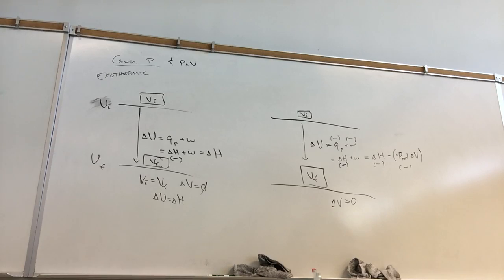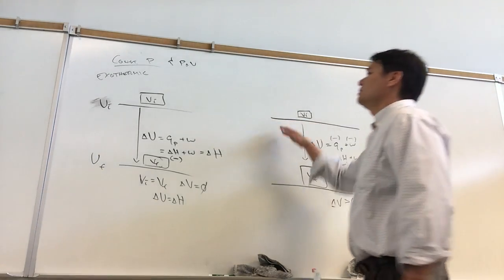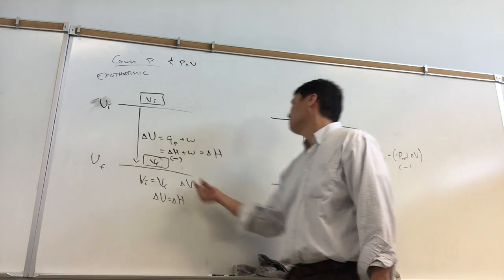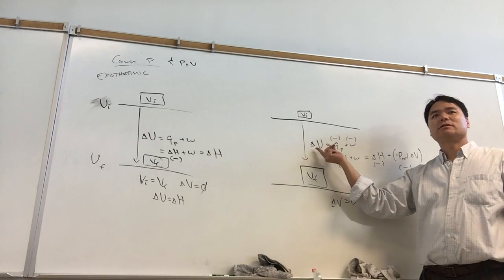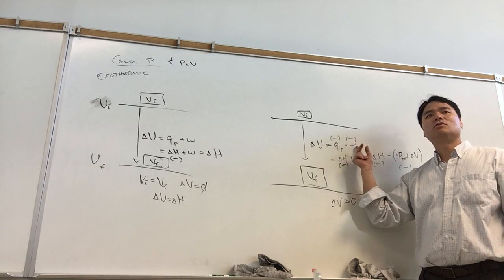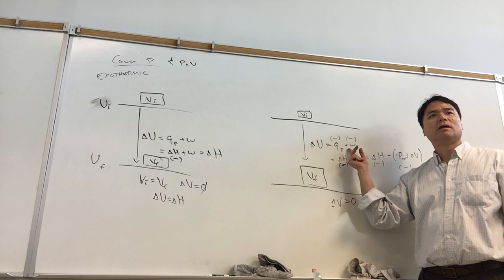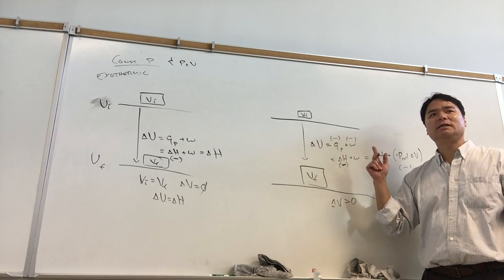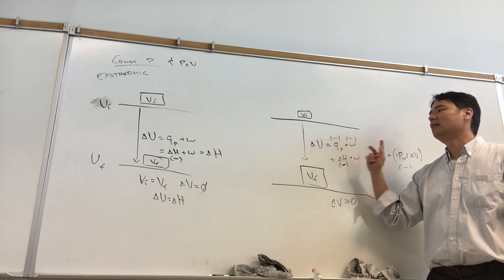But we aren't. We aren't because delta U is fixed. This is the same reaction. So delta U is minus 1,000 kilojoules. Delta U is minus 1,000 kilojoules here too. And so both of these have to add up to minus 1,000 kilojoules. This means we're going to get less heat.